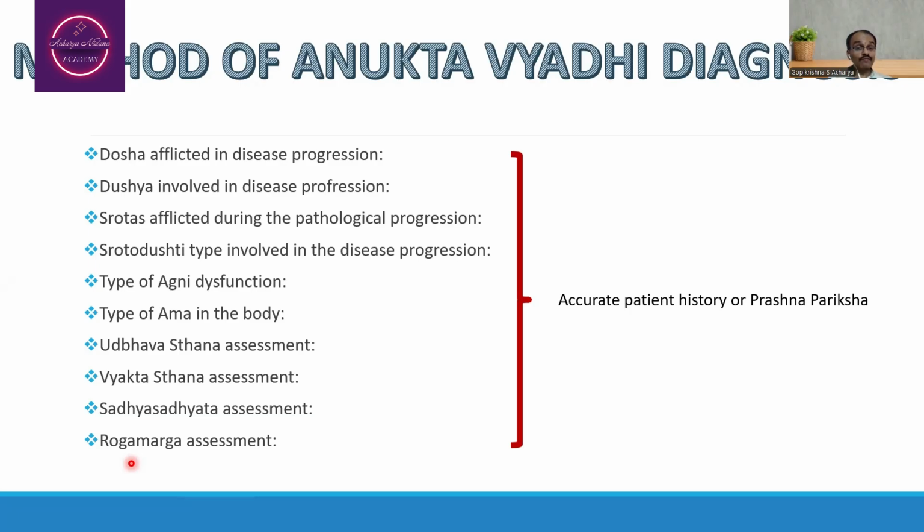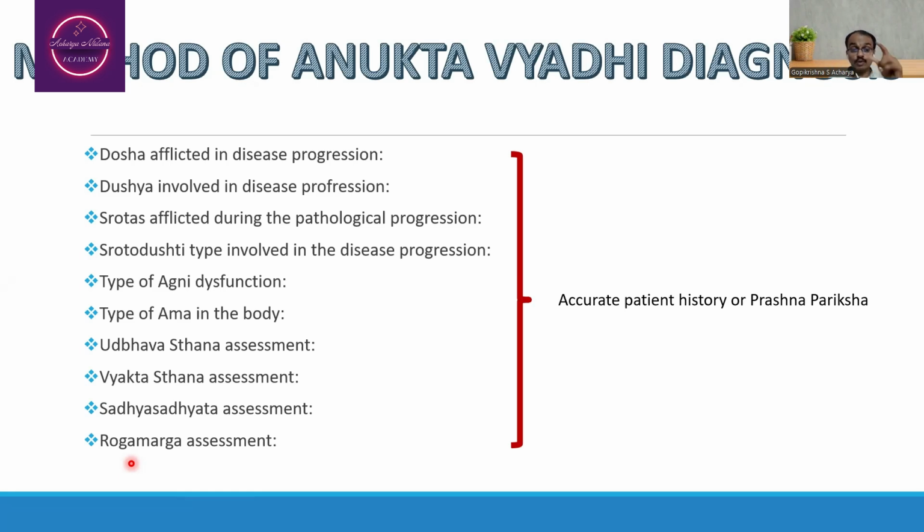Further, we need to identify the srota afflicted, the srotodushti type, and the type of Agni dysfunction: whether the Agni dysfunction is present in the amashaya, or in the intravascular, interstitial or intracellular compartment. We also need to know the type of ama in the body: whether it is present in the alimentary canal, or in the intravascular, interstitial or intracellular compartment. And the udbhavasthana, where the dosha accumulation is taking place, whether in the amashaya or pakvashaya, has to be analyzed by proper interaction with the patient.